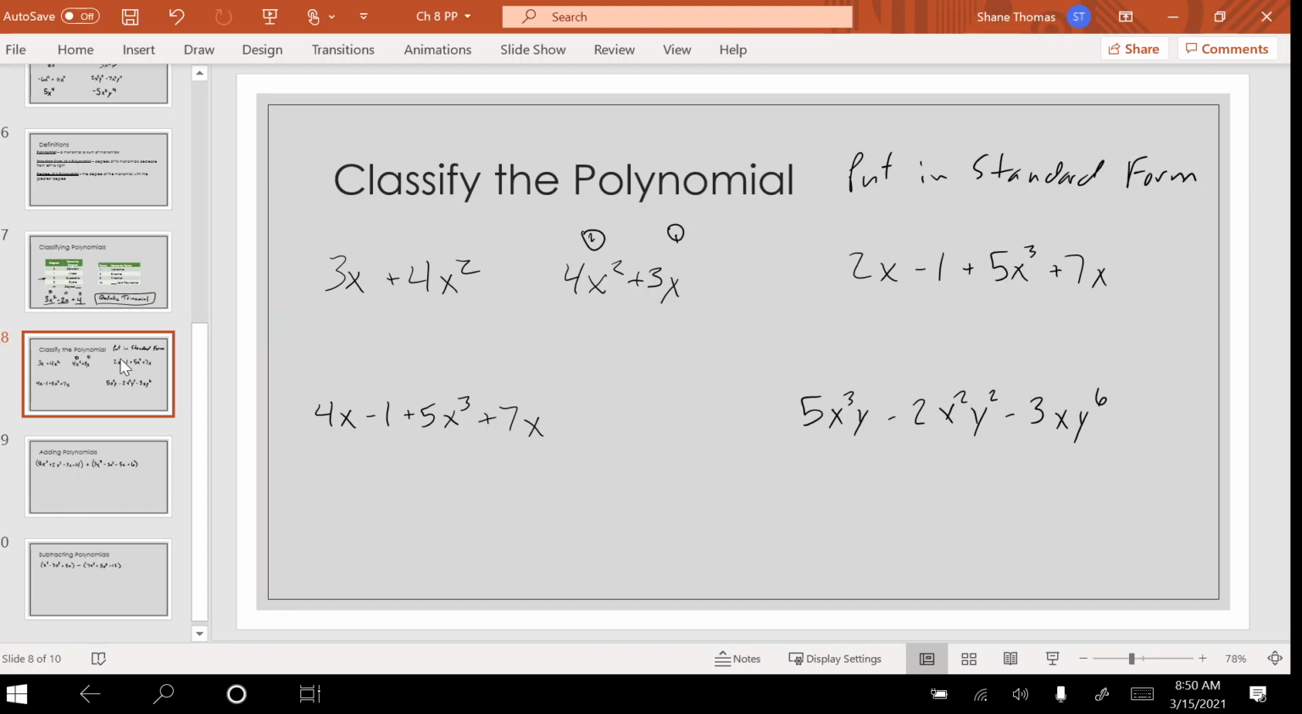All right, so now let's classify it. Based off of this, the overall polynomial has degree 2. What's a degree 2 called? Quadratic. So this is a quadratic. And then how many terms does it have? 2, so it is a binomial.